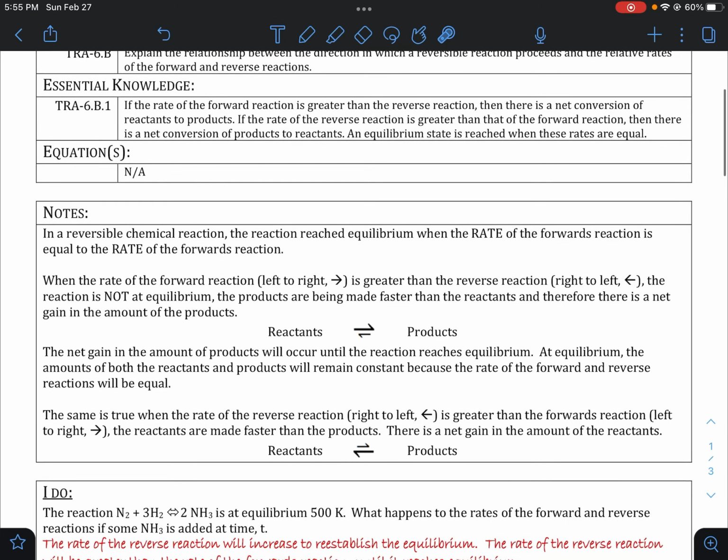But on the other side, if we have a rate of the reverse that is greater than the rate of the forward, the products are going to make more reactants than the reactants do products. Therefore, there's going to be a net gain in our reactants. And again, remember, this happens when we are not at equilibrium. Once we're at equilibrium, the rate at which they are made stays the same. So we have no net change in the concentration of our reactants or our products.